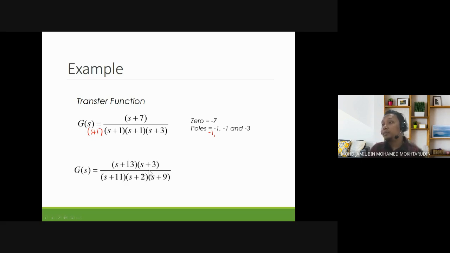And then another example. Let's say we have a transfer function G(s) equals s plus 13 times s plus 3, divided by s plus 11 times s plus 2 times s plus 9. So the zeros are minus 13 and minus 3, and the poles are minus 11, minus 2, and minus 9. Okay, so I hope you understand the concept of poles and zeros.